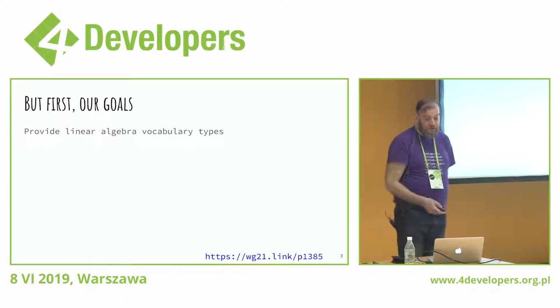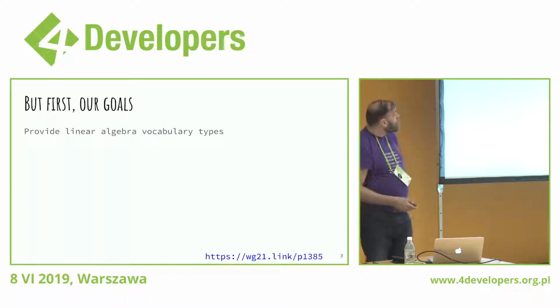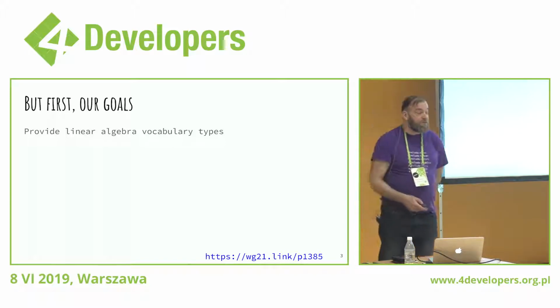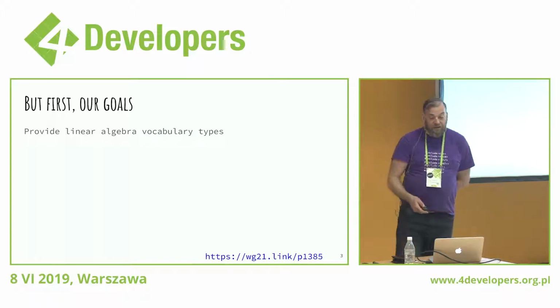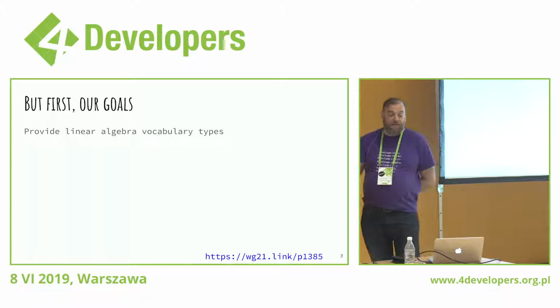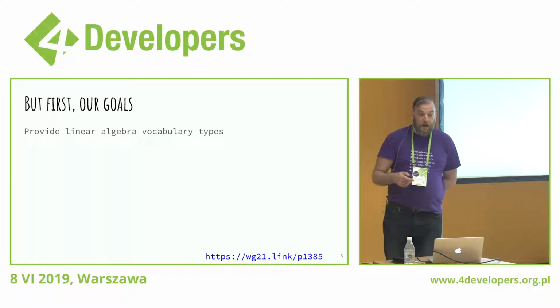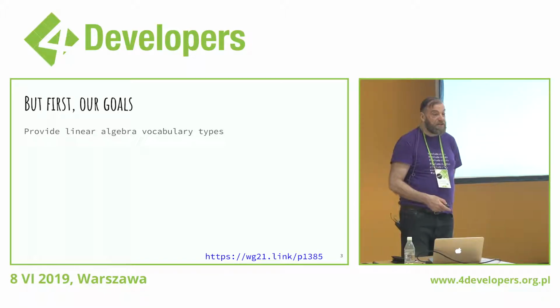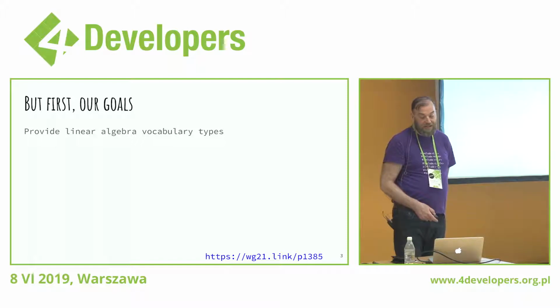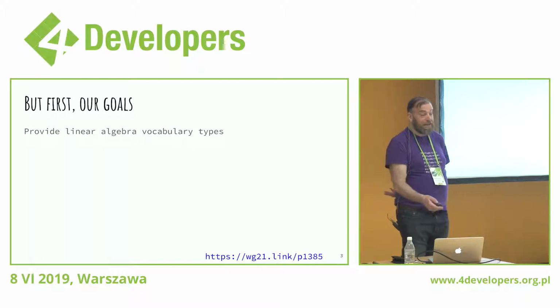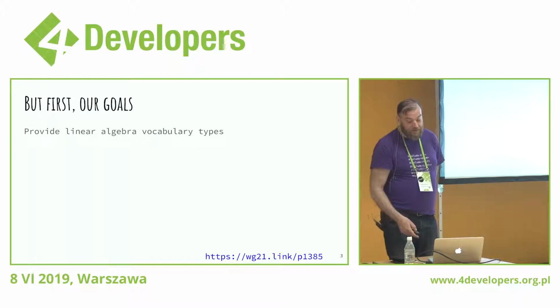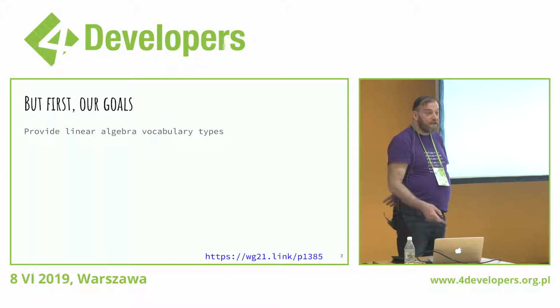First of all, let's look at our goals. We want to provide linear algebra vocabulary types for the standard library. So we want to mimic those found in textbooks, which are applicable to a wide variety of problem domains. Linear algebra is fundamental to an enormous amount of mathematics, graphics, in games, modeling worlds, image and signal processing, large simulations and things like that.